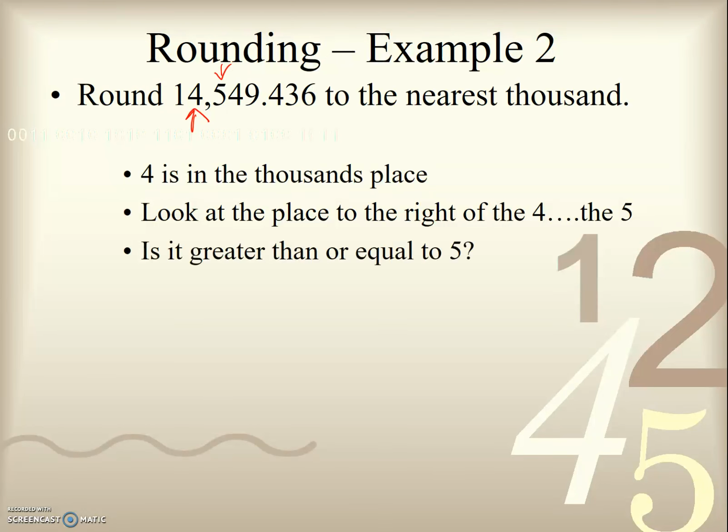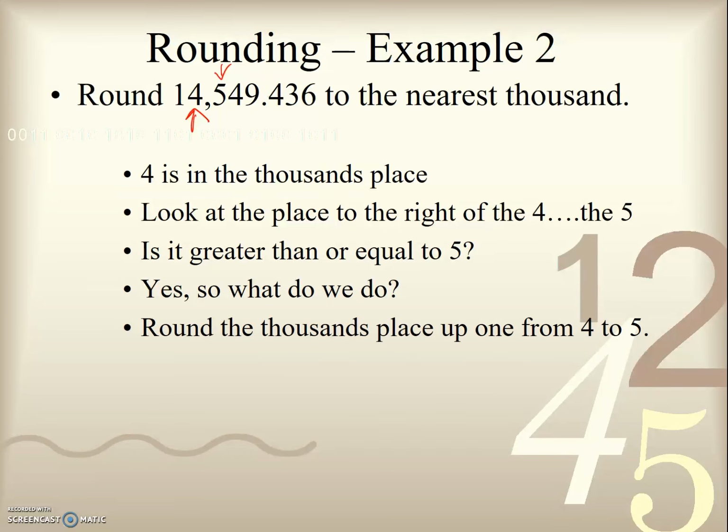Is it greater than or equal to 5? Yeah. So let's proceed to step 3. We just did steps 1 and 2. Okay, so we need to complete the rounding. So what do we do with that number in the thousands place? Do we go up or down? Okay, we go up. So we're going to round the thousands place up from 4 to 5.